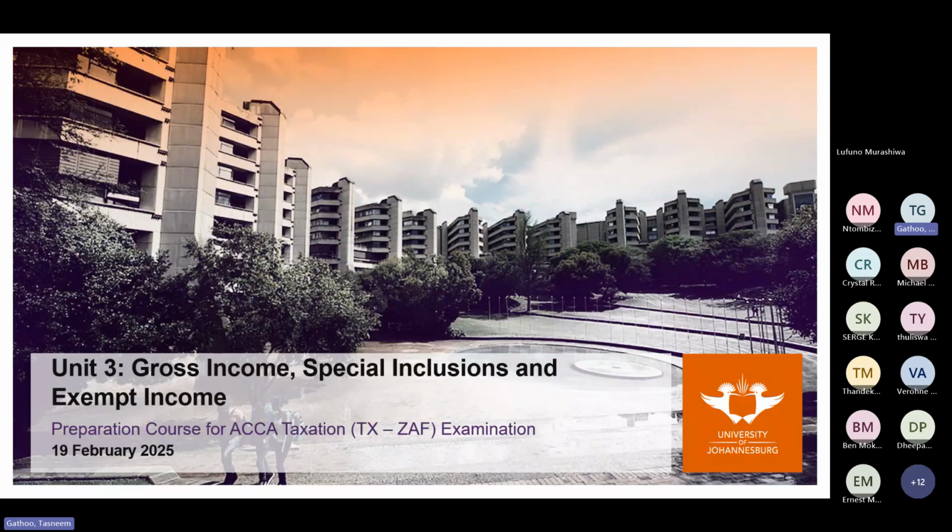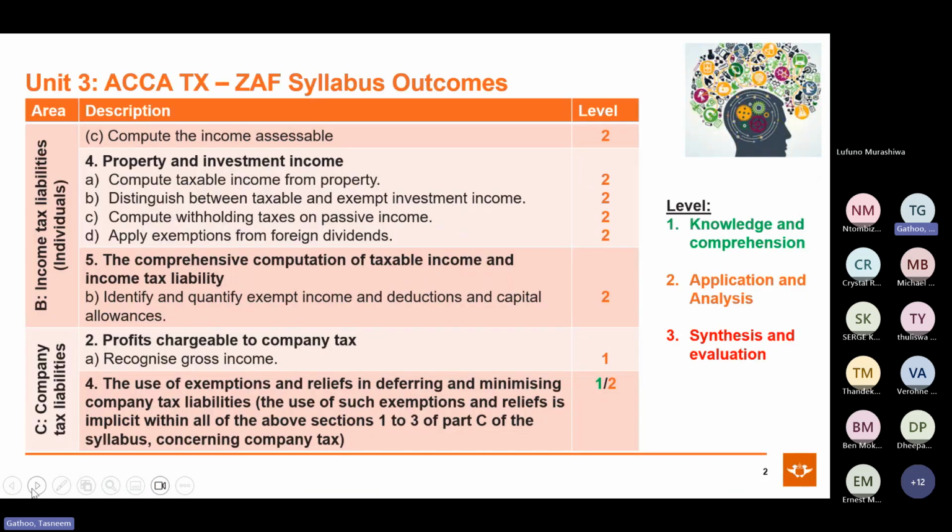We are doing the second lecture, so the second part of Unit 3, Gross Income, Special Inclusions, and Exempt Income. Last week, we started looking at the different sections of the legislation in terms of Unit 3, in terms of these outcomes. We started looking at the theory behind it. We did a few examples, but not too many.